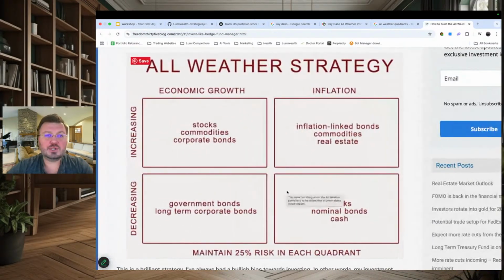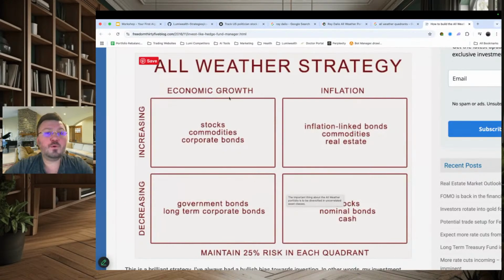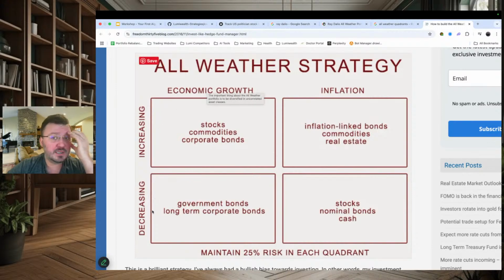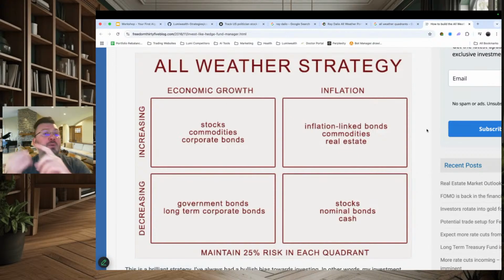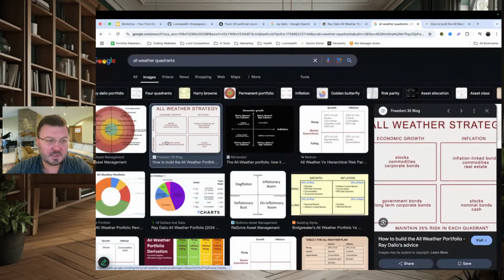Okay. All right. So according to Ray Dalio, we can have 4 different scenarios in any economy, right? Including the United States, right? You could either have economic growth increasing or decreasing. You could have inflation increasing or decreasing, right? And then you can have the combination of all those, right? So let's say if economic growth is increasing, then you probably want to be in stocks. You probably want to be in commodities. You probably want to be in corporate bonds, right? If inflation is increasing, then maybe you want to be in inflation-linked bonds. You probably want to be in commodities. This is actually not a very good chart because it's not, let me show you here.